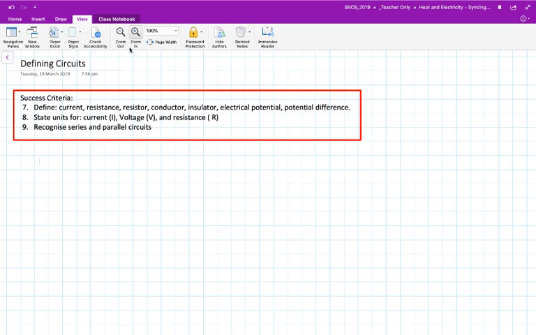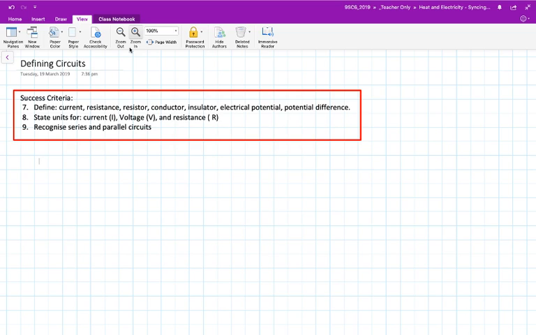So today we're going to work on success criteria 7: defining currents, resistance, resistors, conductors, insulators, electrical potential, and potential difference. We will also be stating the units for current, voltage, and resistance. And if we get time, we will recognize what a series and a parallel circuit is.